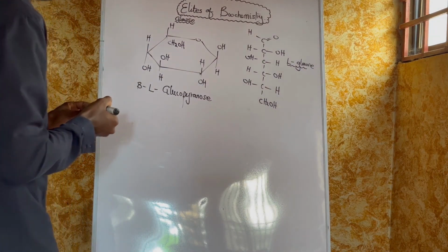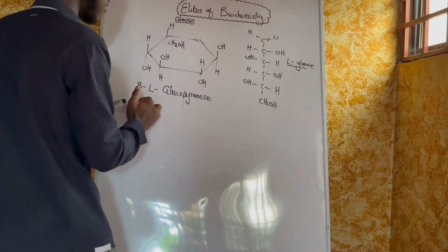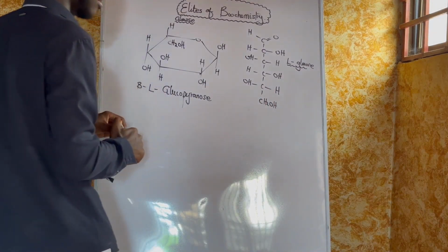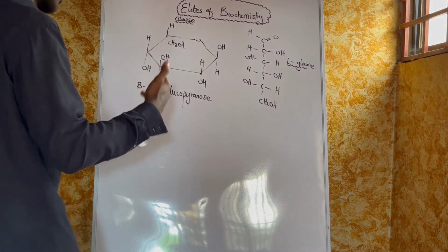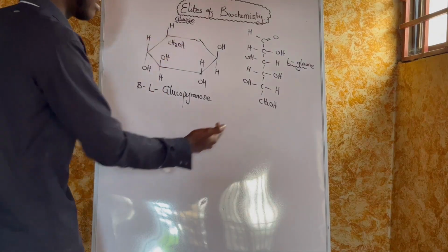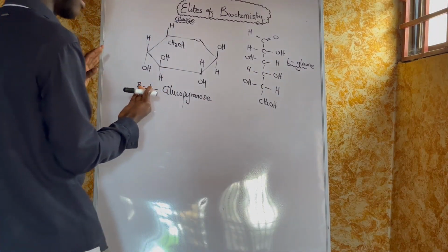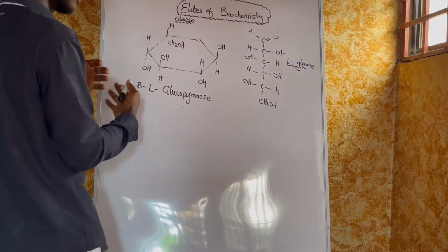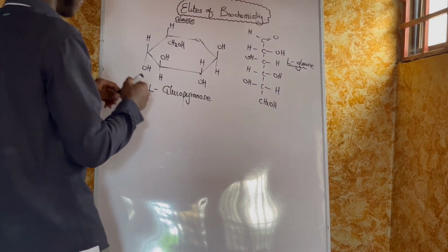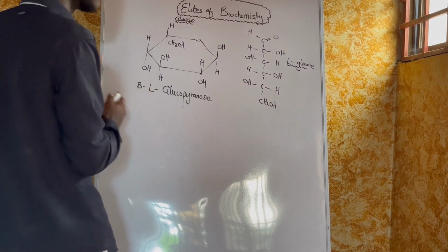Now there's something I want you to note here. We can also have alpha L glucopyranose. Most of the naturally occurring sugars are in the D configuration. We are not having L glucopyranose. It's very rare, but you can still have it. You can prepare it in the laboratory. But for the D glucopyranose, it's very common.